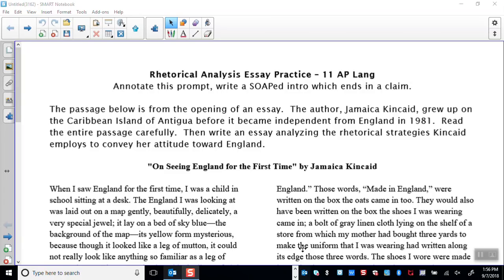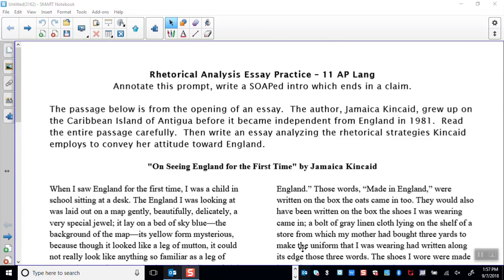Hi guys, so today I'm going to go ahead and model what you should do when you're annotating for an AP prompt. So I'm going to pretend to be a student. This is my first time looking at the prompt, and I'm just going to show you what to do.